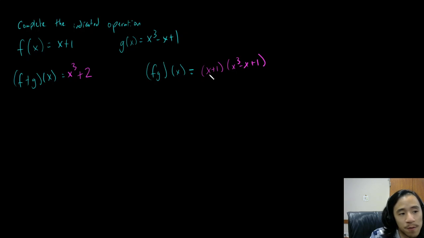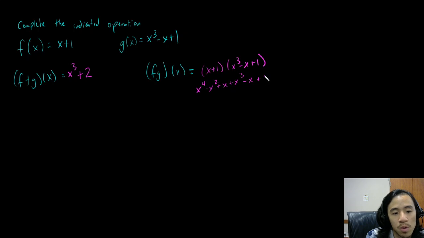First we're going to do x times x cubed. That's going to be x to the fourth. And then x times negative x, which is minus x squared. Then x times 1, which is x. Now I'm going to multiply everything by 1. So 1 times x cubed, that's x cubed. 1 times negative x, that's negative x. 1 times 1 is 1.